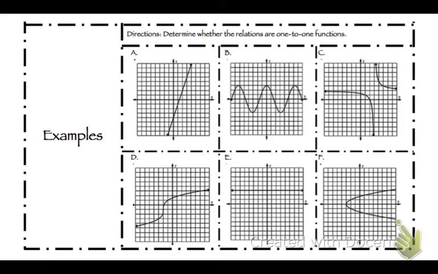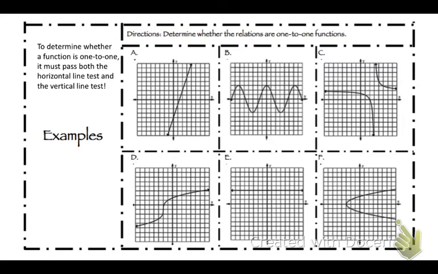So let's look at these and determine if they're one-to-one. That means they have to pass the horizontal line test and the vertical line test. That one passes the vertical line, good. Passes the horizontal, so yes, it's one-to-one. This one passes the vertical line test, but it does not pass the horizontal line test, so no, it's not one-to-one. This one, yes, yes, so that one does. Yes, yes, awesome. No, that one's not. That one's not even a function.